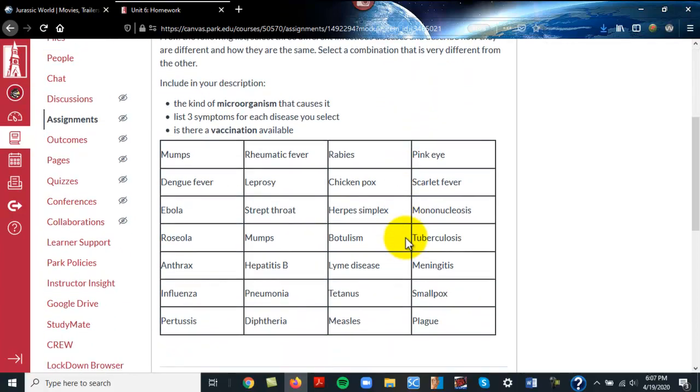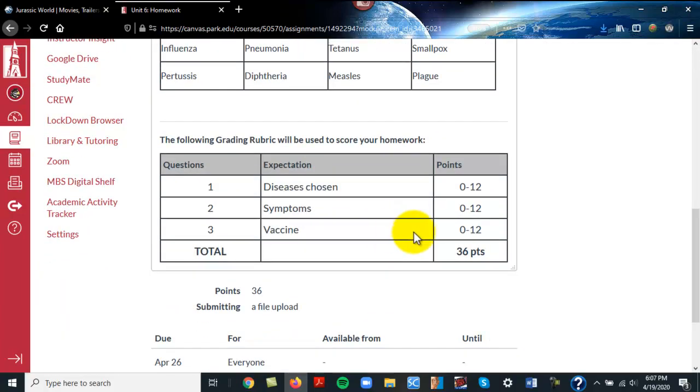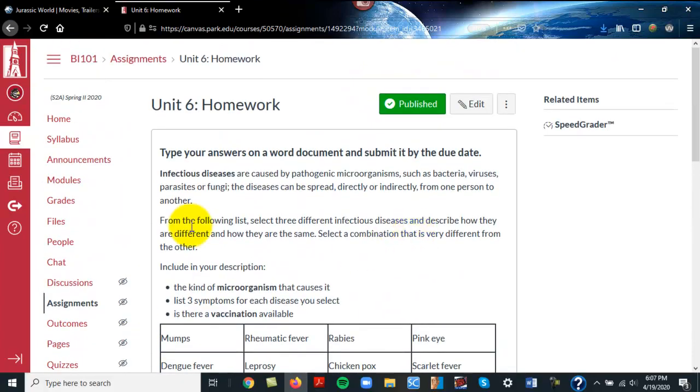But it's actually a pretty easy week, and there's the rubric for it. But that's what you're going to be doing this week. It's really over prokaryotic cells and viruses. So email me if you have any questions.